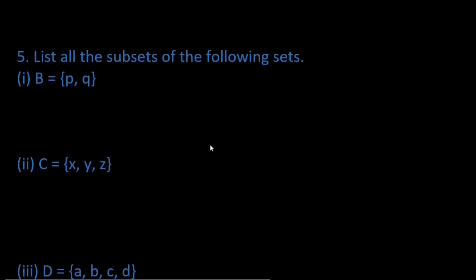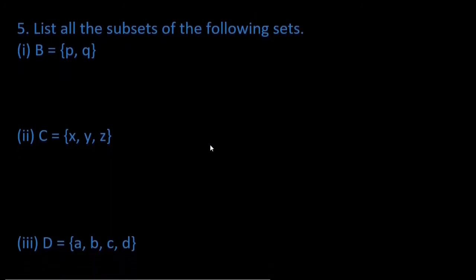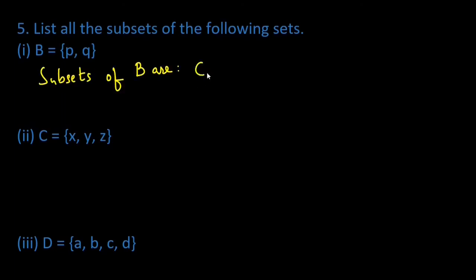Now let us see question number 5. List all the subsets of the following sets. So we have to list all the subsets of the given set. B is equal to {P, Q}. So subsets of B. First are the empty set. Empty set is a subset of every set. So first one is the empty set.